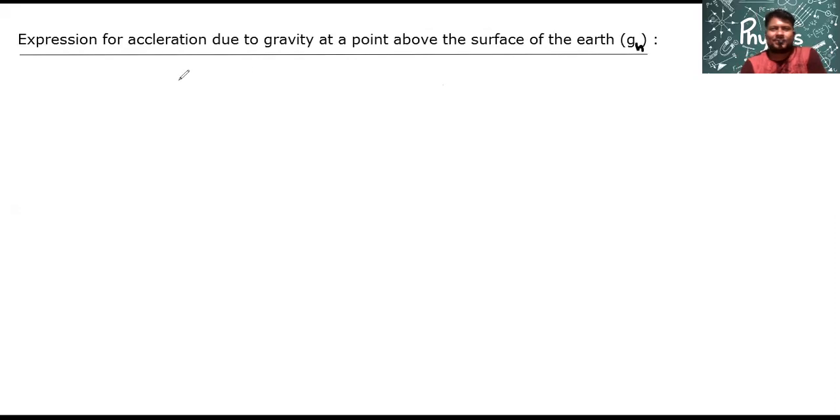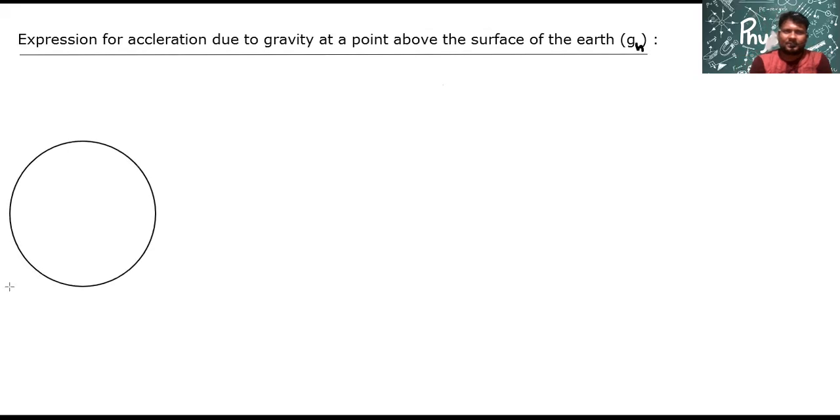So, after seeing the heading of this derivation, you already came to know that we are going to derive the expression for acceleration due to gravity at a point above the surface of the earth. And first of all, we are going to draw a diagram of earth.